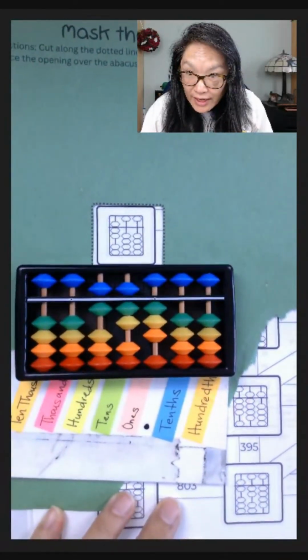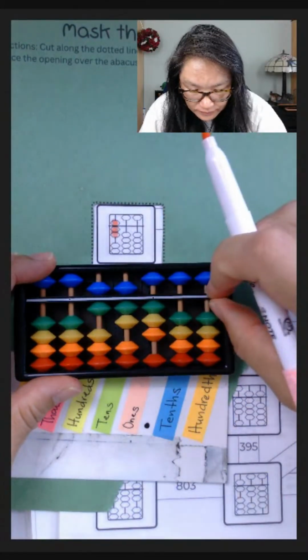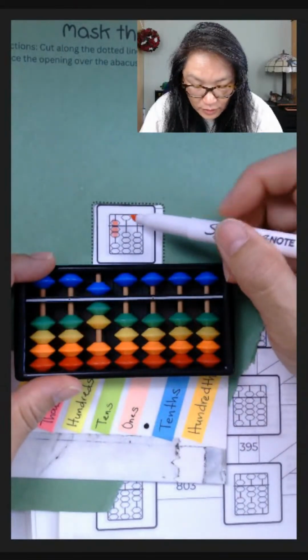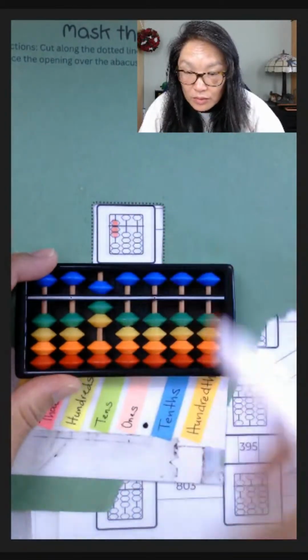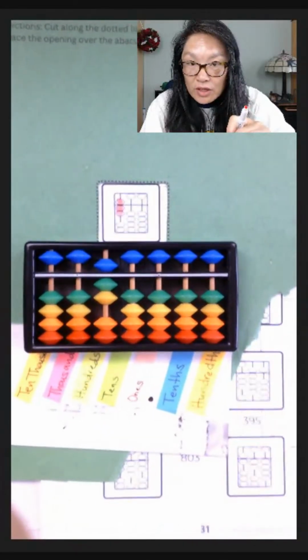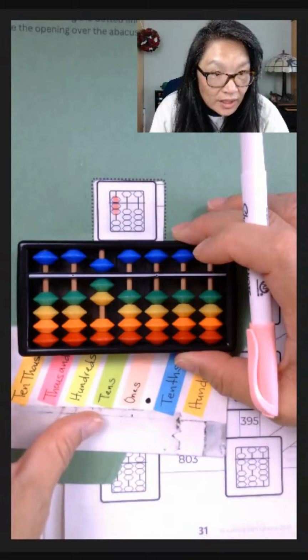So now I have hundreds. I look at my hundreds, and then I have 0, 0. None of the beads are touching the horizontal bar. Don't forget, these are place values. So that is 0. When I look, this is now 700.